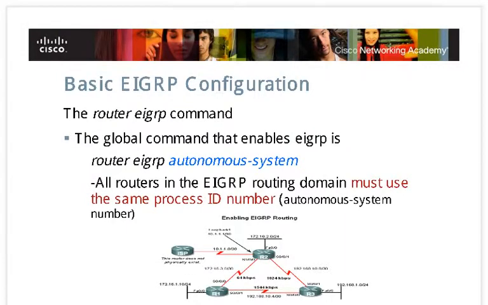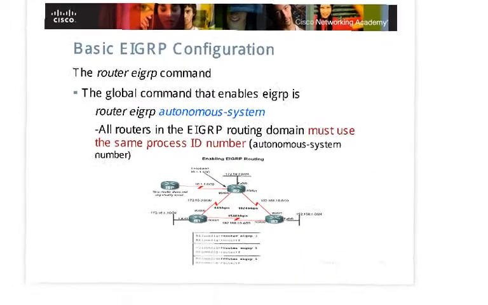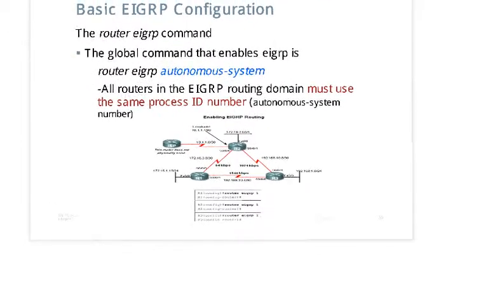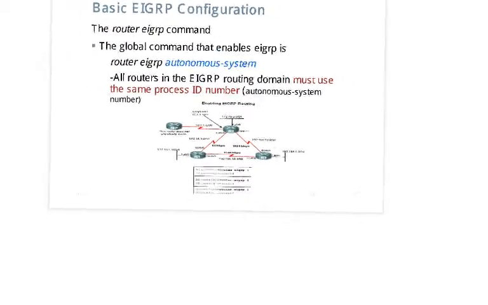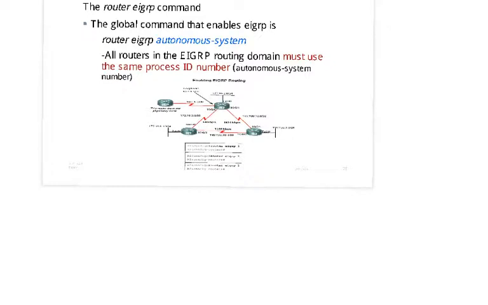So this is the command that we use, and in order for us to have all this network exchange route updates together and form this topology using EIGRP, we have to have a router EIGRP 1 on each router in order to allow them to exchange route updates. So that's easy.